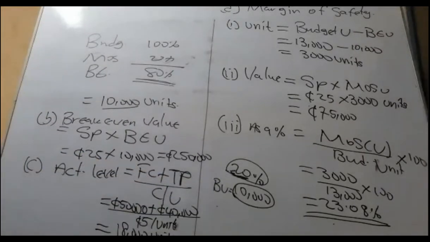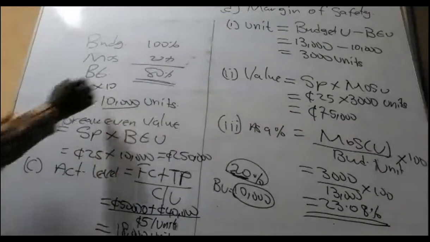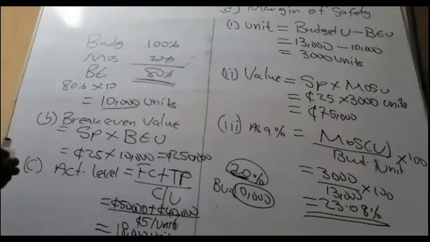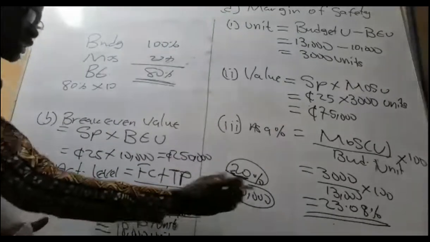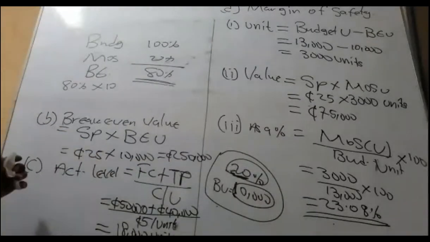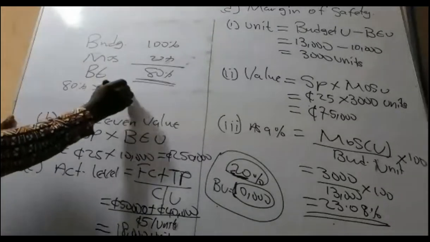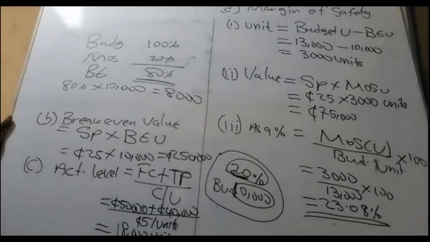So therefore, if you take 80% of this figure, it will give you the break-even unit. So, 80% times 10,000. I'm just assuming that the budgeted unit is 10,000. This one is not coming from the question. It's an assumption. So times 10,000, that will give us 8,000. So that's the break-even unit, 8,000. How do we get it?